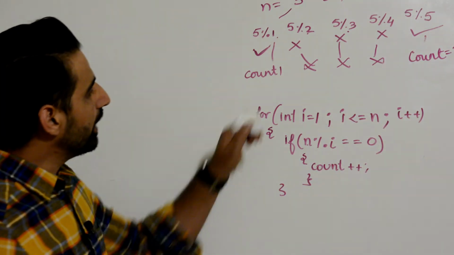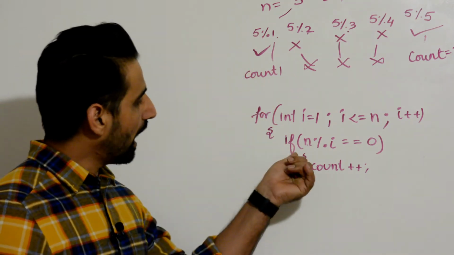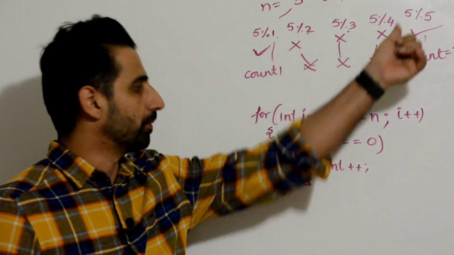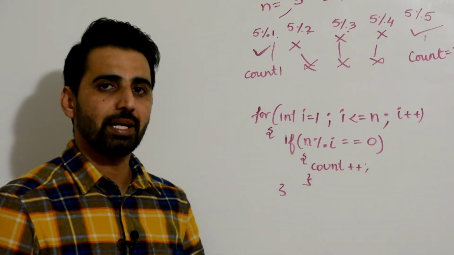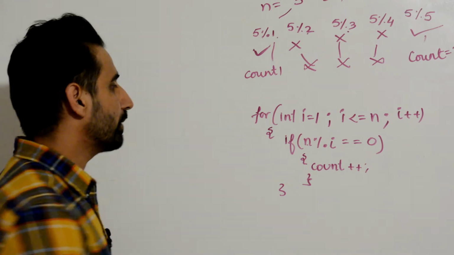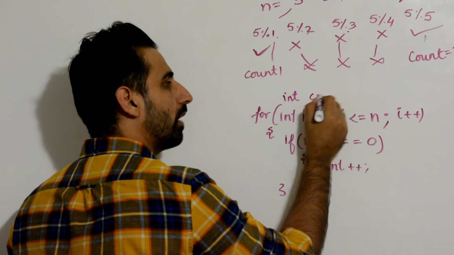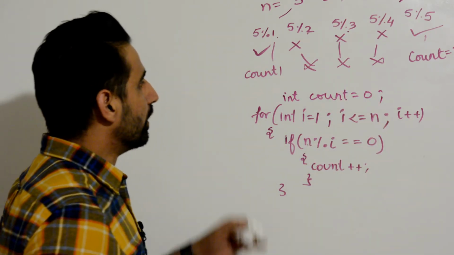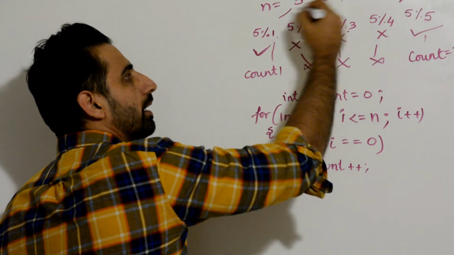So when do we increment the value of count? Only when it is divisible. So I have written if n modulus i is equals to 0, where i is 1, 2, 3, 4. That's why I have written if n modulus i is equals to 0, then I'll increase the value of count by 1. So what should be the starting value of count? 0. So outside the for loop, I'll write int count equals to 0.